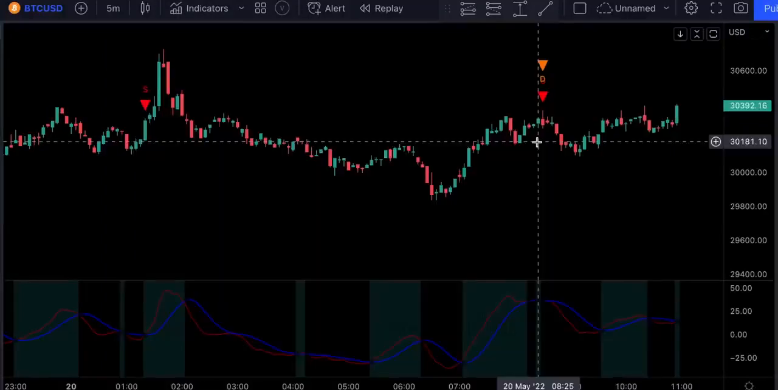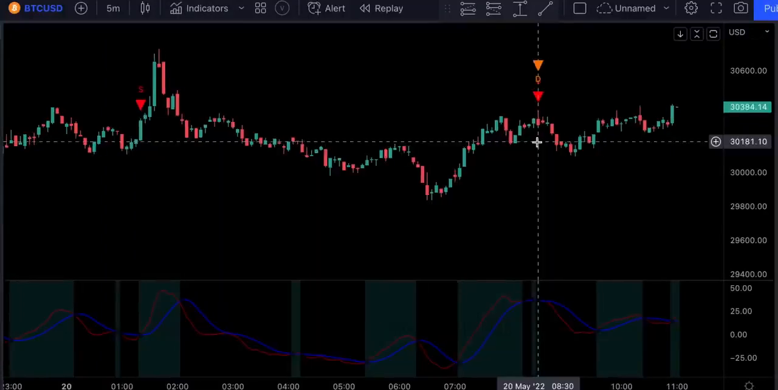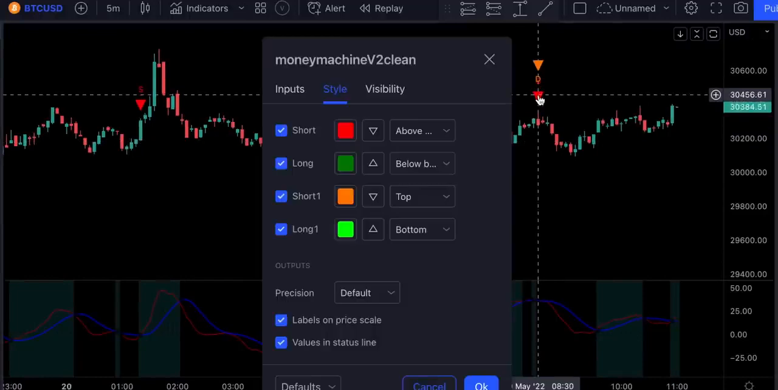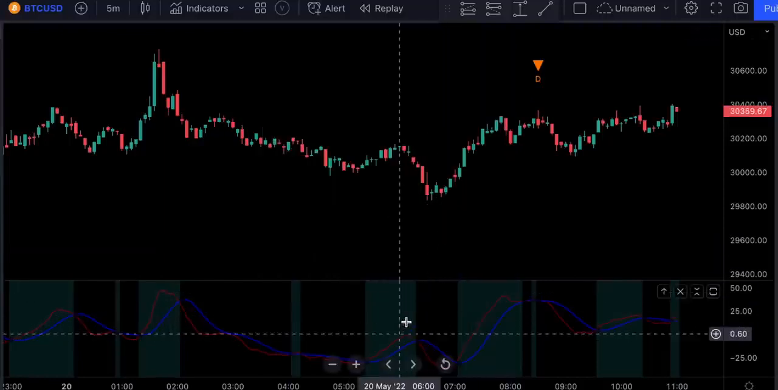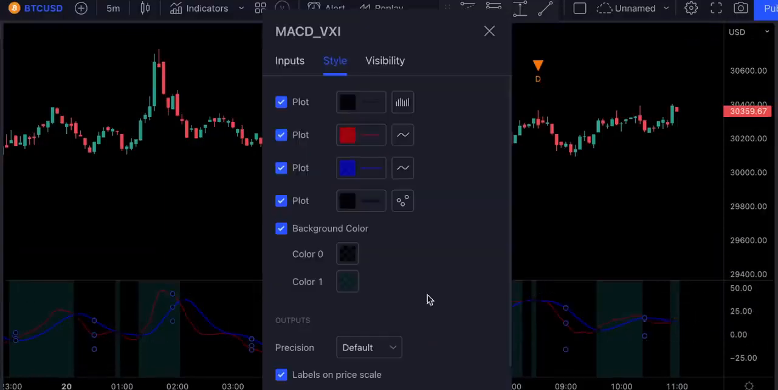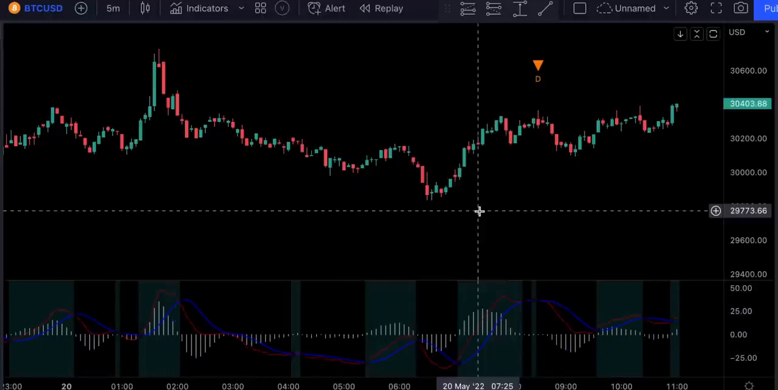Okay, now we need to slightly adjust these indicators. So let's first double click on this Money Machine and remove these short and long signals. Now let's make this MACD histogram a bit more visible. Okay, now our strategy is ready. Let's get into our trading rules.